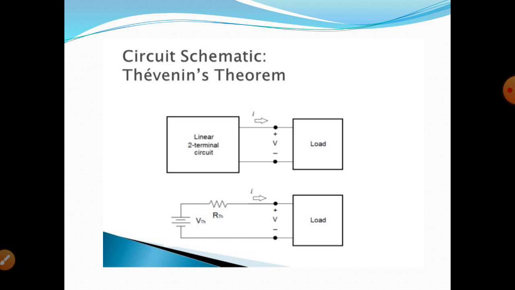In circuit 1, the linear two-terminal circuit connected with a load can be redrawn by using Thevenin's theorem. By applying Thevenin's theorem, it converts to a voltage source and an equivalent resistance connected in series with the load.